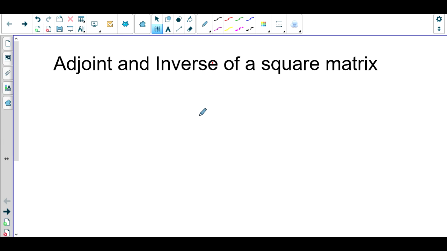Today we want to discuss how we can find the adjoint and inverse of a square matrix whose order is 3 or more than 3, because for order 2 we have already done a video. If you want to see it, you can check the playlist. Today we want to talk about finding the inverse of a square matrix with order 3 or more.